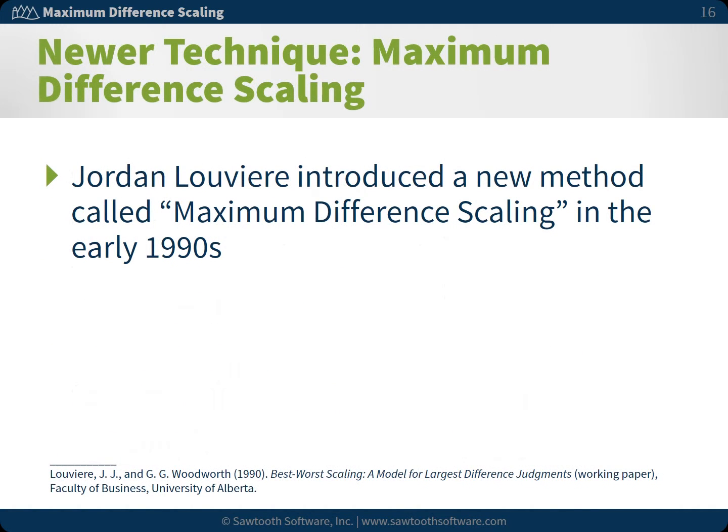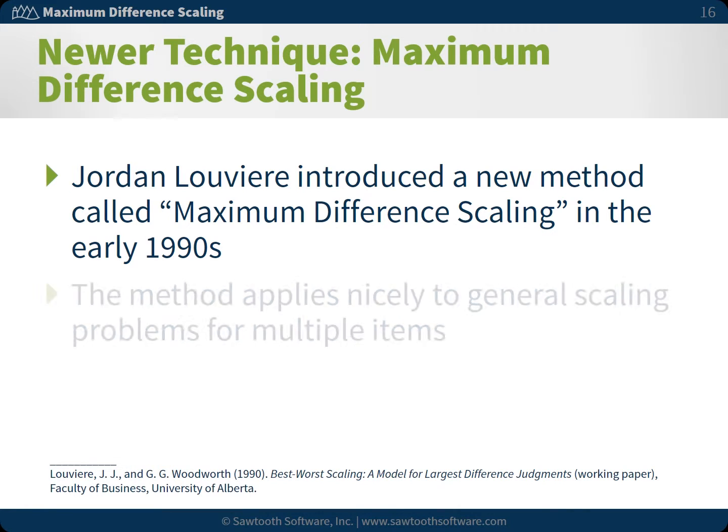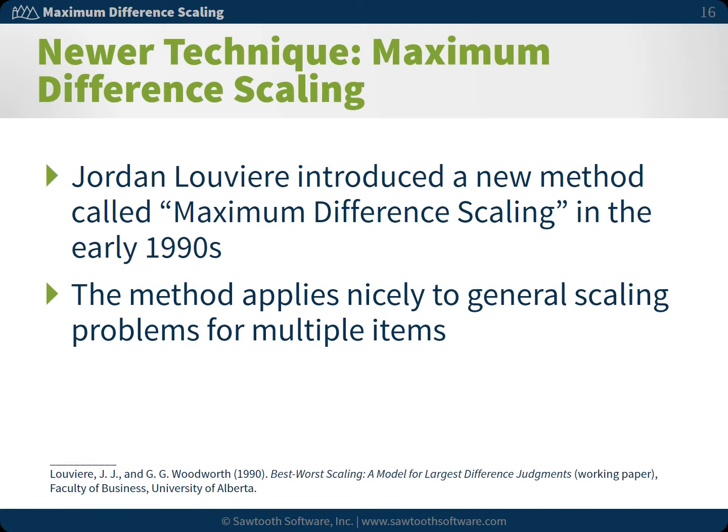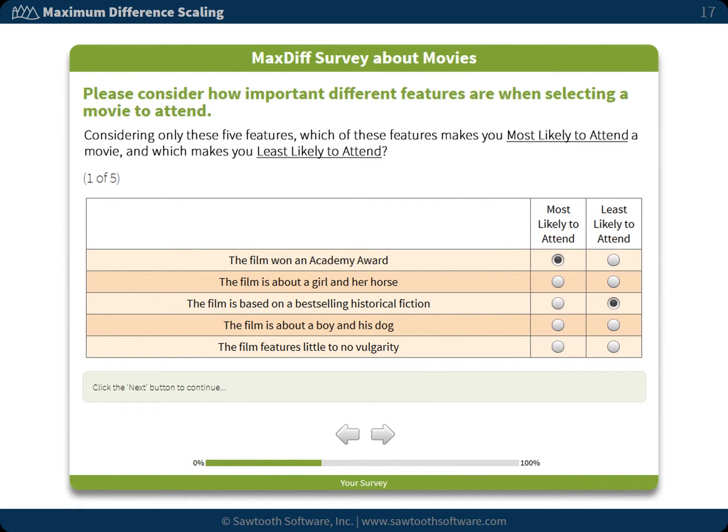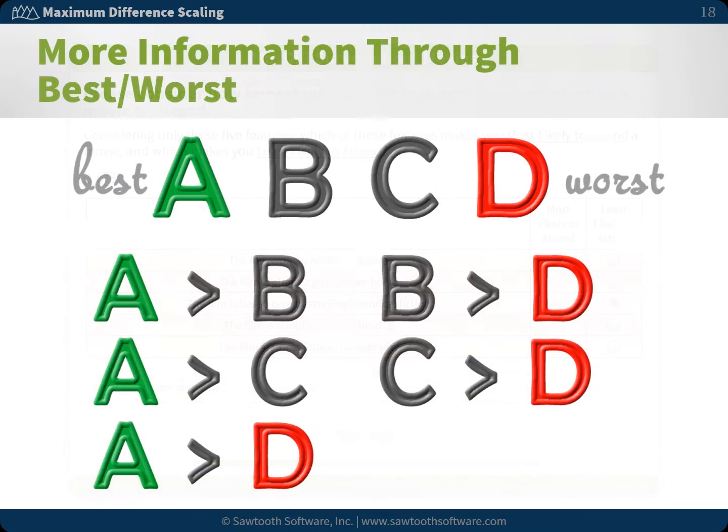Jordan Louviere introduced a new method called maximum difference scaling, also known as best-worst scaling, in the early 1990s. The method applies nicely to general scaling problems for multiple items. It can be thought of as an extension of paired comparisons. Here is a sample maximum difference best-worst task. Consider making a best and worst indication among 4 items, A, B, C, and D, where A is the best and D is the worst.